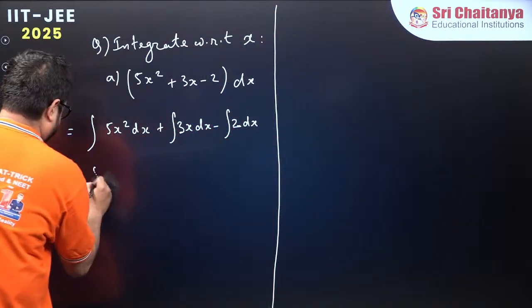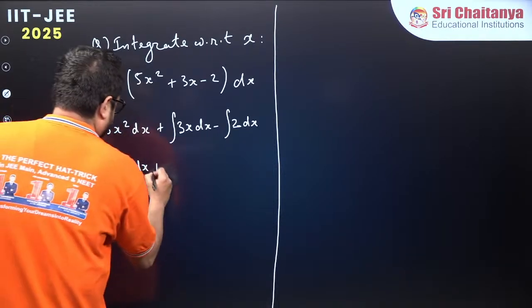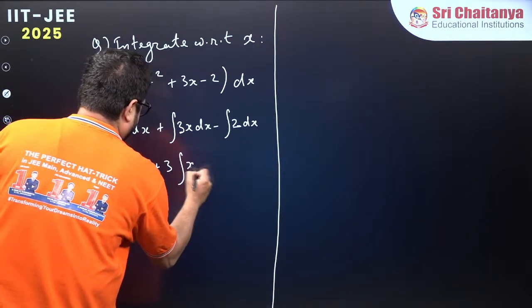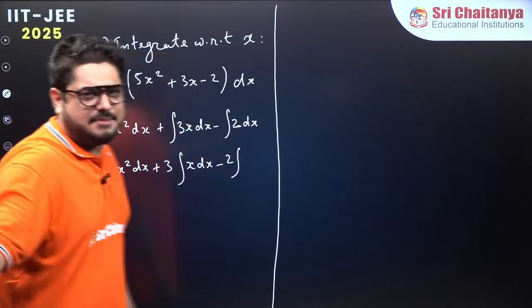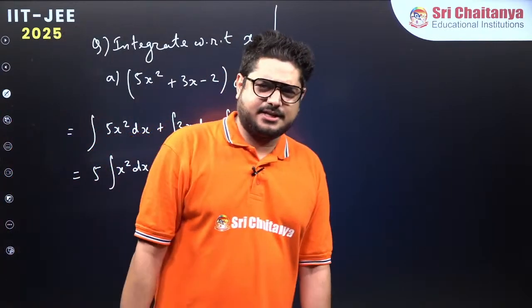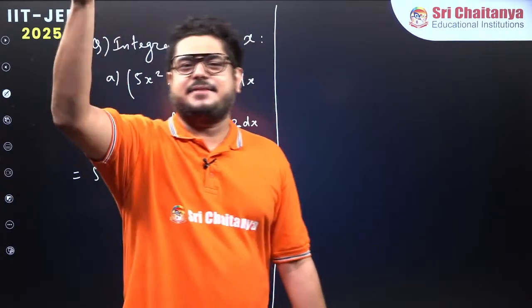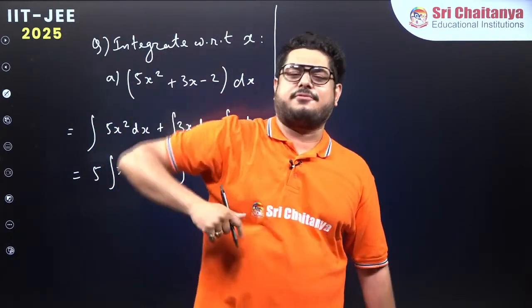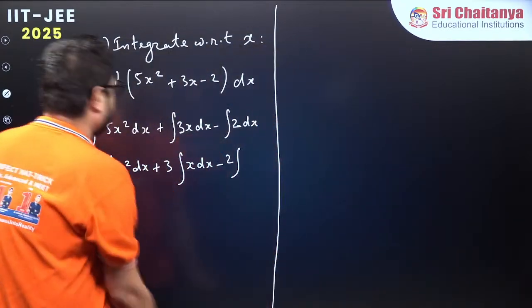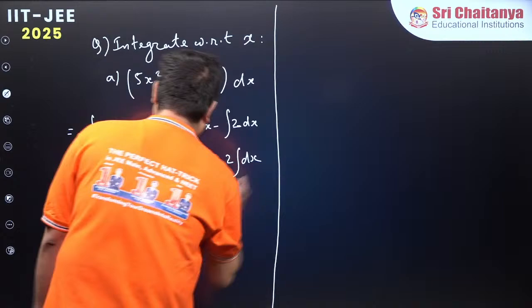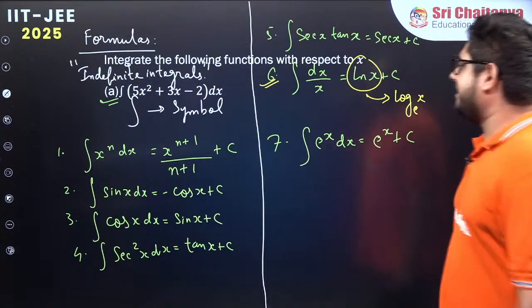5 is a constant, so 5 comes outside: integral of x squared dx plus 3 times the integration of x dx. 2 is a constant too; constants can be brought outside the integral symbol, the same thing I used to do in differentiation, if you can recall. So now I will be getting 2 times the integral of dx. Now tell me the answer. I've already mentioned the formulas, isn't it?